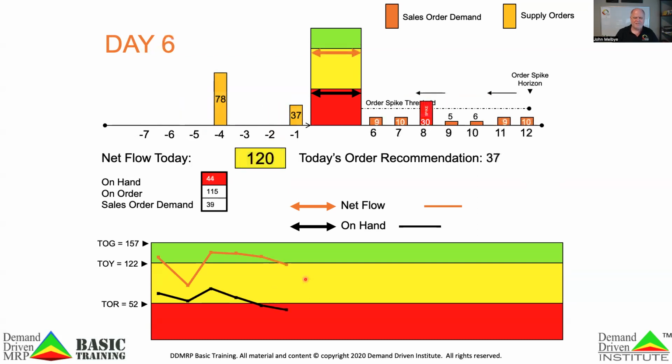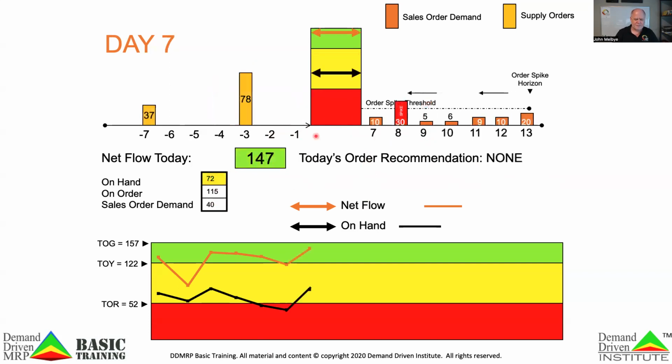Day 6, my net flow is 120. My on hand's a little bit deeper into the red. My sales order demand is 39 because I've got 9 today and 30 of a spike. And my on order is still the same at the beginning of day 6. But what's my on hand at the end of day 6? 44 minus 9 plus the 37 that are arriving. So my on hand balance came out of the red zone.